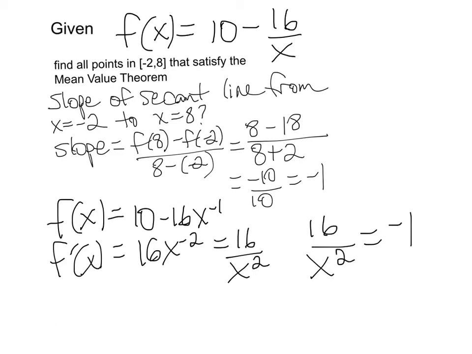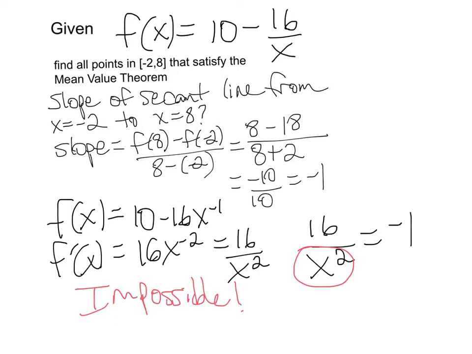Is that possible? Impossible. Why is that impossible? That's impossible because the square is always positive. So there's no way that 16 over x squared could be equal to negative 1. So what's going on here?